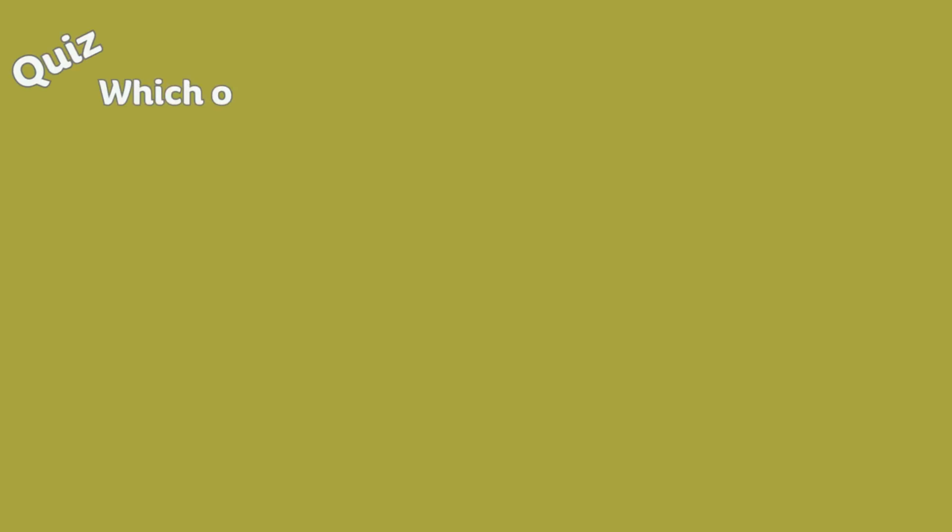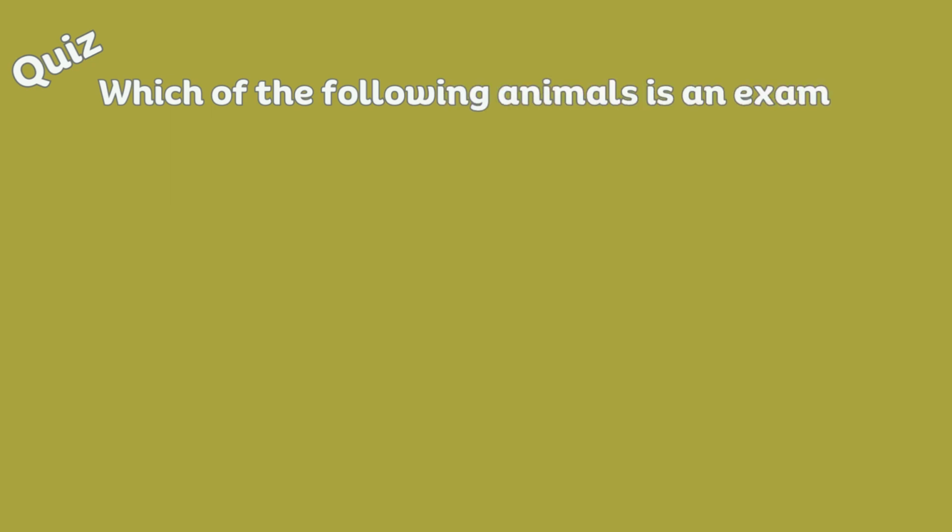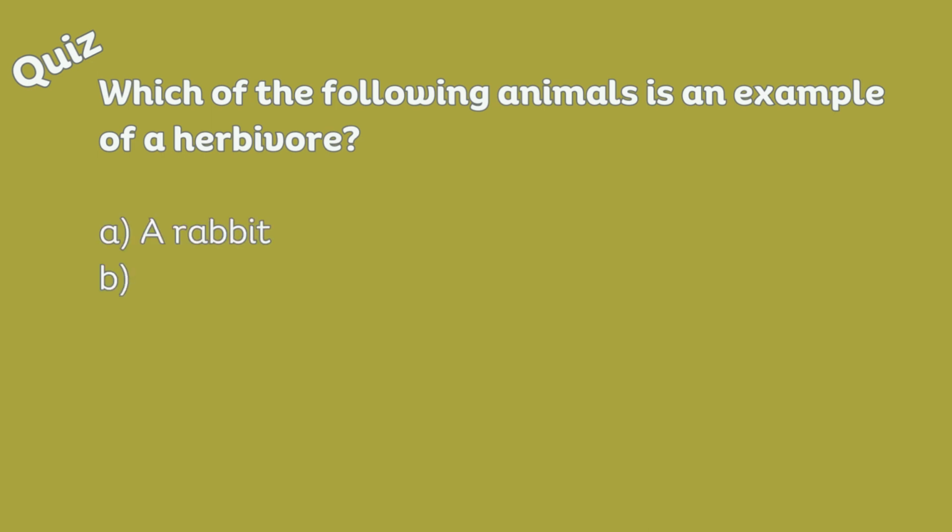Which of the following animals is an example of a herbivore? A. A rabbit. B. A lion. C. A shark. D. A human.